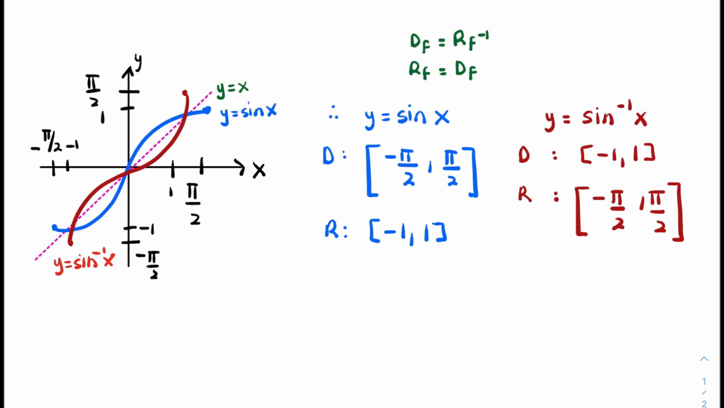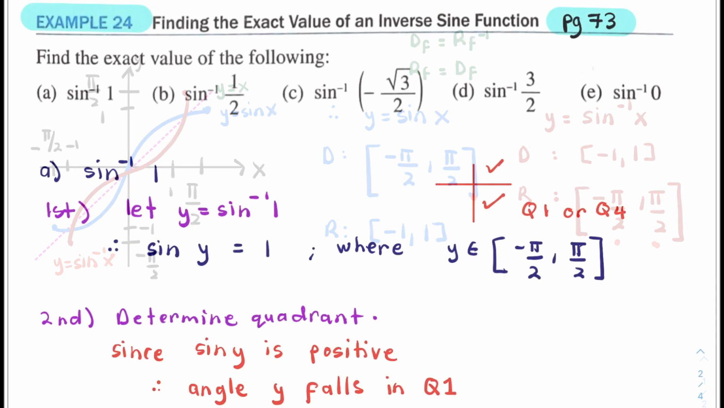So for the function y equals sine inverse x, the domain is negative 1 until 1, which comes from the range of the sine function. And the range of the sine inverse function is between negative pi over 2 until pi over 2, which is the domain of the sine function.